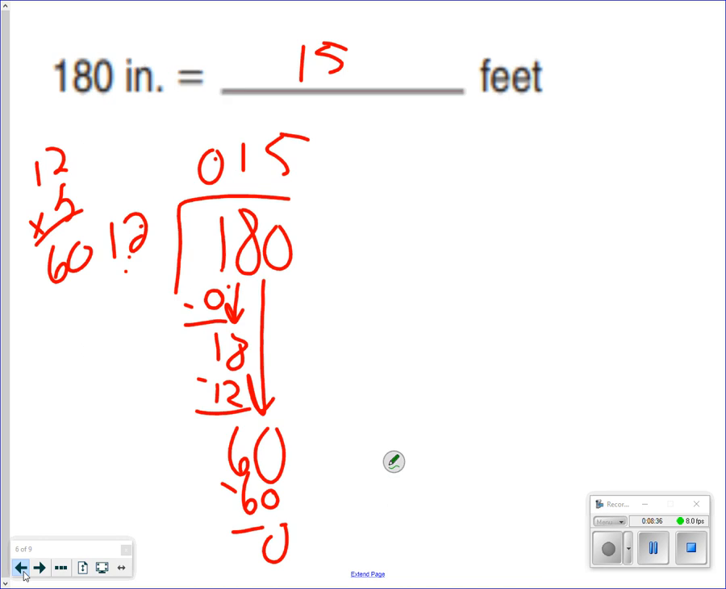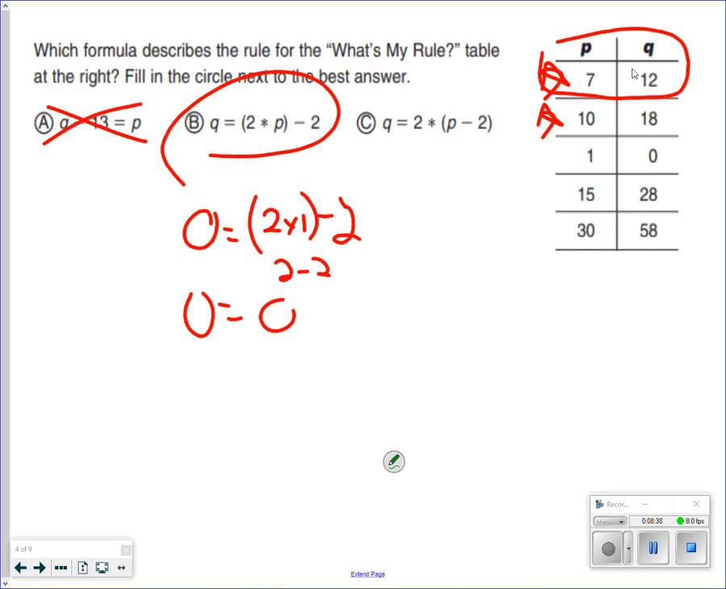Because sometimes they're going to try and trick you, and it'll just work for the first one. Like this first one could be plus 5. So if it said P plus 5 equals Q, you're automatically going to think it works. But if it doesn't work for this one, then that's not your rule. So don't fall for that trick.